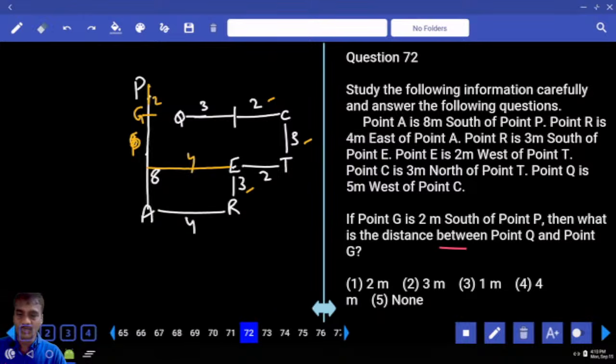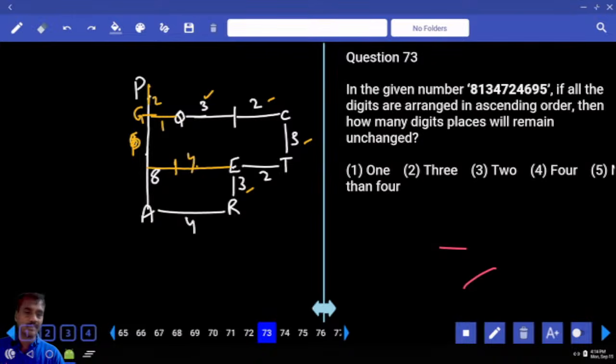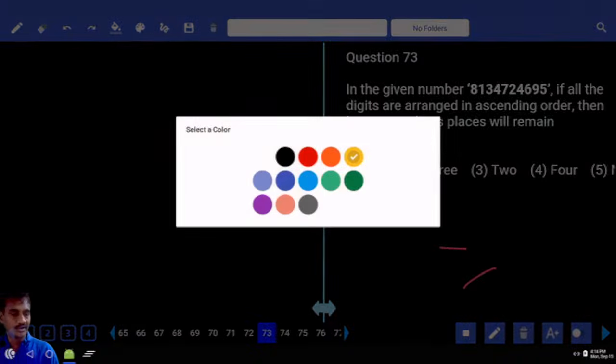Then the distance between Q and G. Now Q and G, how much is this? Out of this 4, 3 meters is done. After 3, the remaining will be 1. And 1, that is choice 3, 72. Then 73. Now 8134. What is the number given?